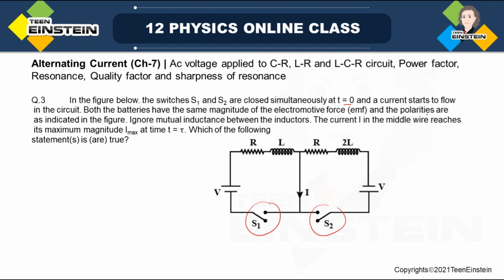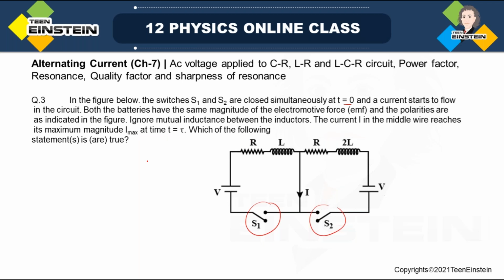The polarities are as indicated in the figure. This is positive, this is negative, whereas this is negative, this is positive. Ignore the mutual inductance between the inductors. The current I in the middle wire reaches its maximum magnitude Imax at t is equal to tau. Which of the following statements is true?